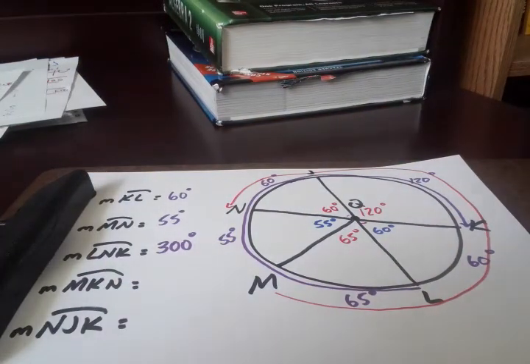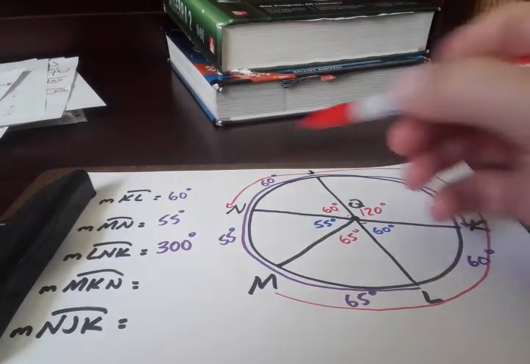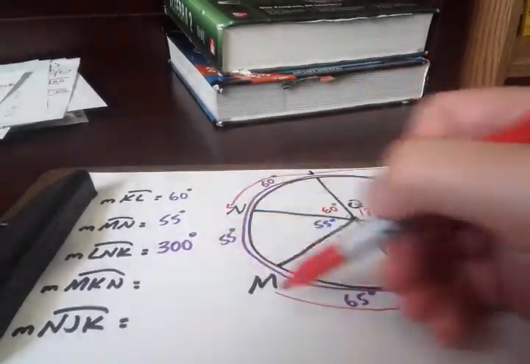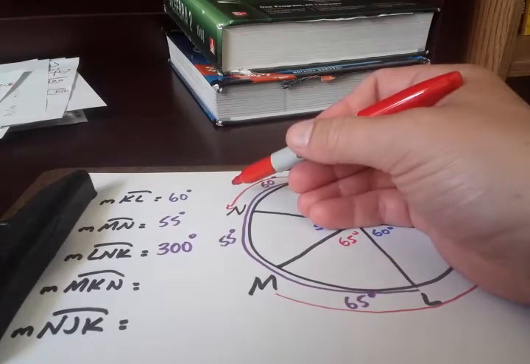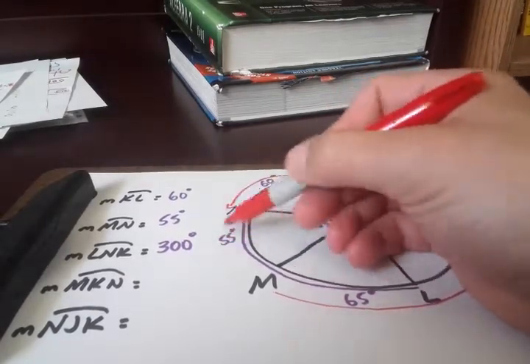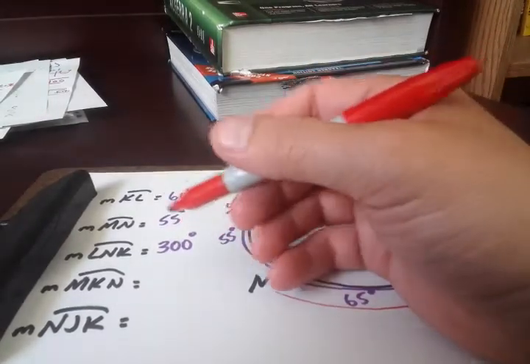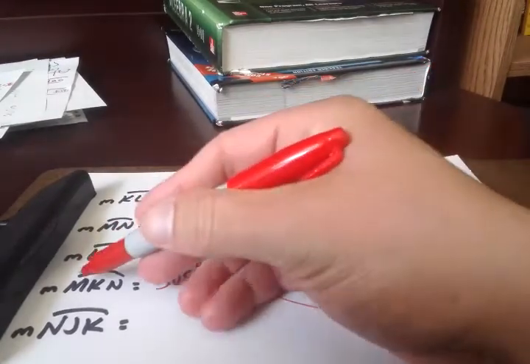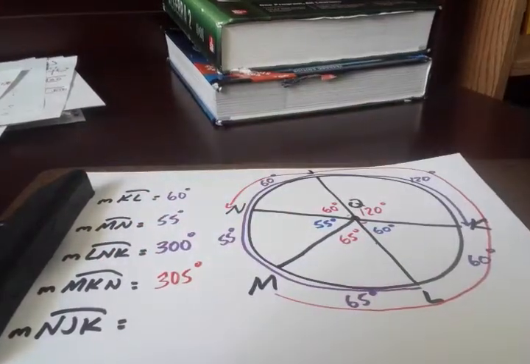So similar to the problem we just did, this one's probably easiest if we look at what's not included on the arc, right? We know the whole circle is 360, so if we say 360 minus 55, we should get 305, and that's how far it is from M to K to N.